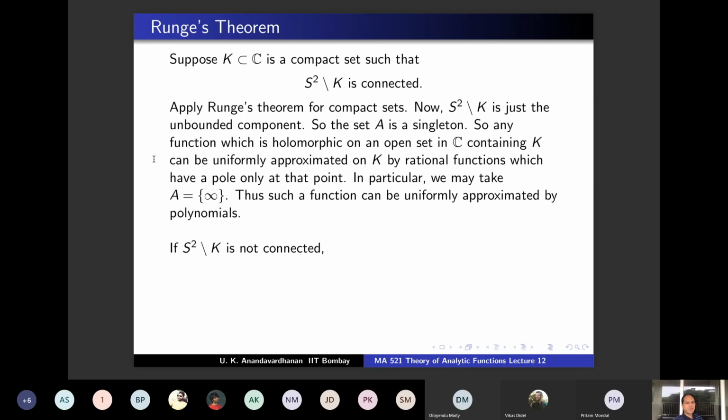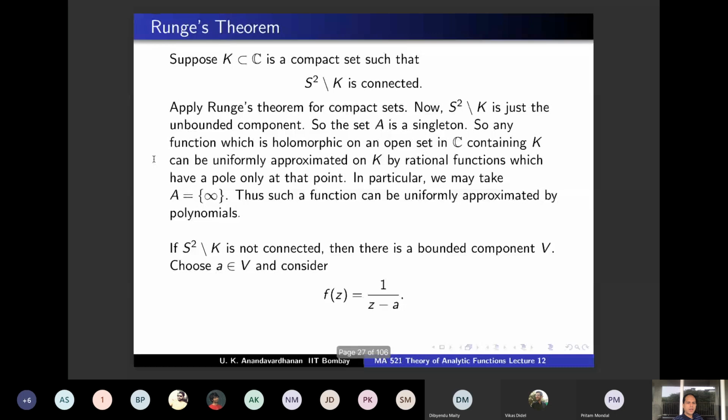Why is that? Because if S2 minus K is not connected, then there is of course the unbounded component, because K is bounded, but there's also one more component which is bounded, right? It's not connected, so there are at least two components. So there's a bounded component, V. You can take a point A in V and you can consider the function 1 by Z minus A. And this cannot be uniformly approximated by polynomials.